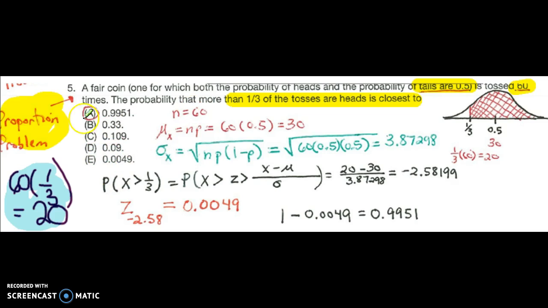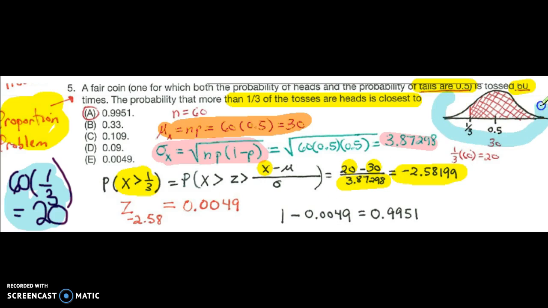So I need to figure out my mean. My mean is 60 times 50%, so that's 30. I need to figure out my standard deviation, the square root of NPQ. So this is my standard deviation. I am looking for the probability that x is greater than 1/3. So I am going to do my observed, that's where I get my 20, minus half of them, which is 30, divided by my standard deviation. This is my z-score.